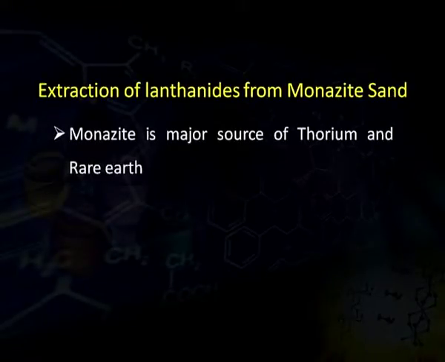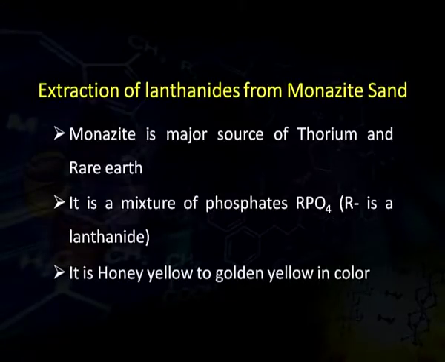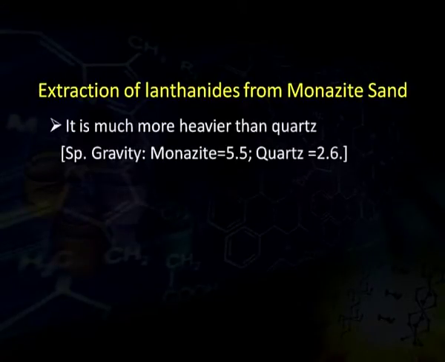Monazite is a major source of thorium and the rare earths. It is a mixture of phosphates of RPO4 type, where R represents the lanthanide, as in lanthanum phosphate. It is honey yellow to golden yellow in color. It is much heavier than quartz.